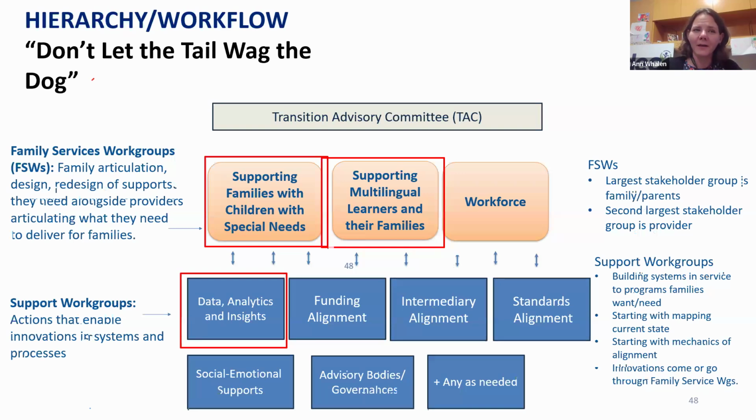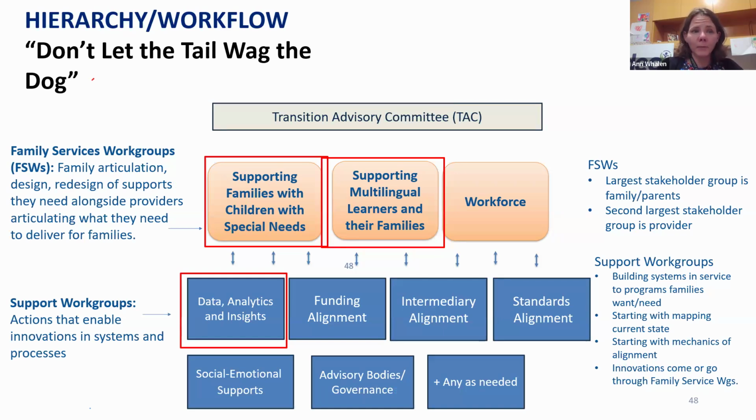We want to make sure, as you see from the slide, that the tail doesn't wag the dog, that we're not saying, this is what the state can do, and therefore this is what families want and need. Instead, we really want to make sure we're starting with families and providers to then create the foundation in which we're thinking through the rest of the recommendations. So in these family service work groups, the largest stakeholder group is going to be families and parents. The second largest stakeholder group is providers. So just want to underscore that. And they are really going to be charged with helping us articulate, design, and redesign supports for this work.